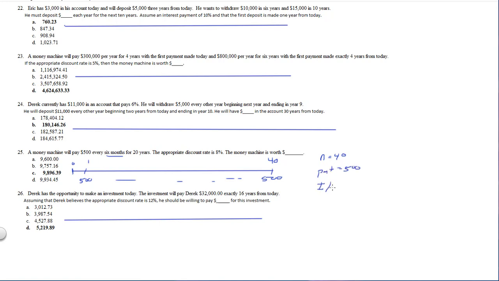The interest rate, this is where you have to pay attention. Interest rate is 8% per year. These things are being paid twice a year, so that's 8 divided by 2, which is 4. Future value is 0. Solve for the present value, and we got it.